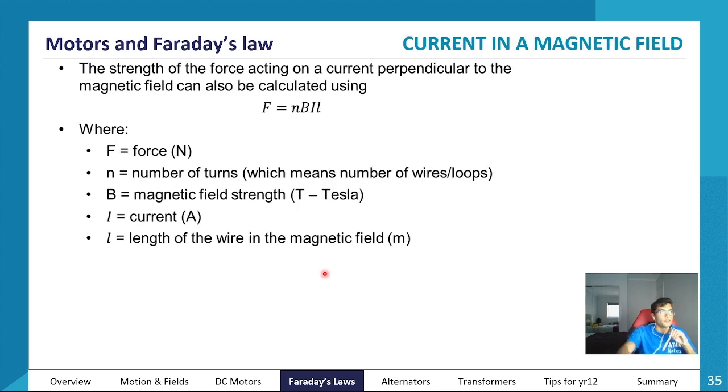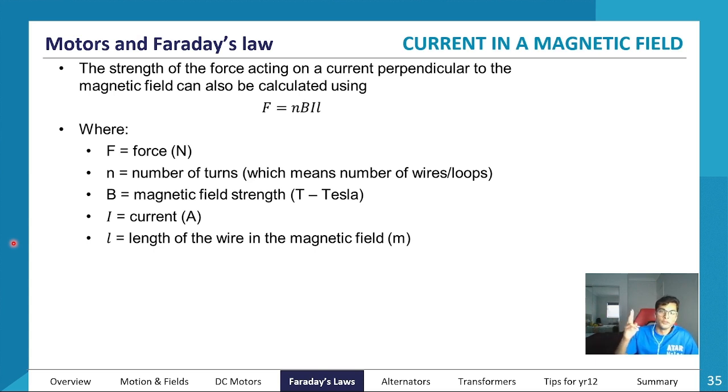After we find the direction of the force, the second thing we want to find is the magnitude, or how much force is being applied by the magnet on the wire. This brings us to our next equation, which is F equals N multiplied by B multiplied by current multiplied by length. Force is in newtons, current is in amps, length is in meters. Those are things we already know.